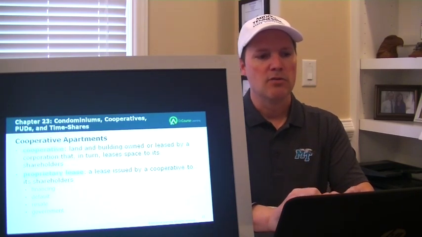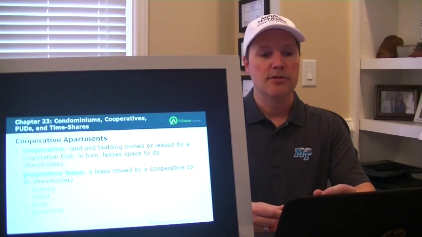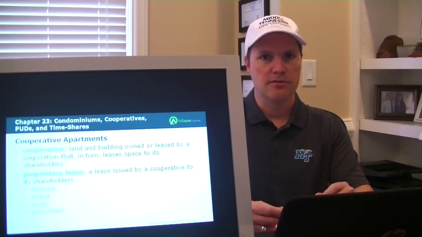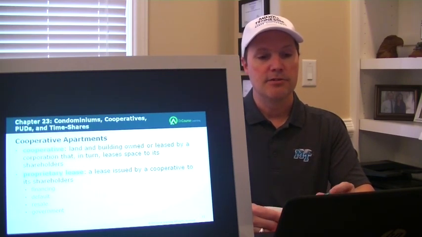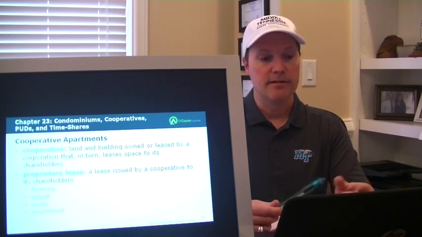So we have cooperative apartments. Cooperative. This is land and building owned or leased by a corporation that in turn leases space to its shareholders. Okay, so you actually buy shares into the corporation. Proprietary lease. A lease issued by a cooperative to its shareholders. Financing, default, resale, and government. Okay.